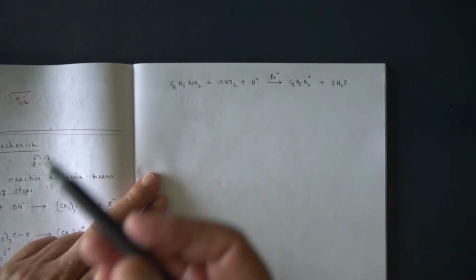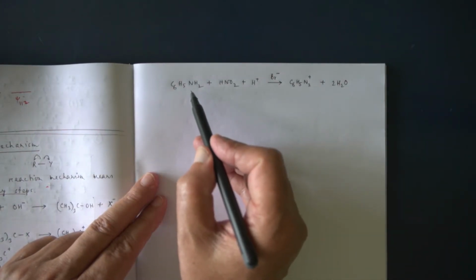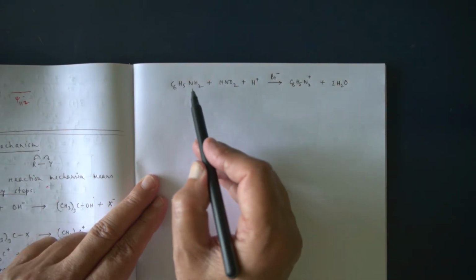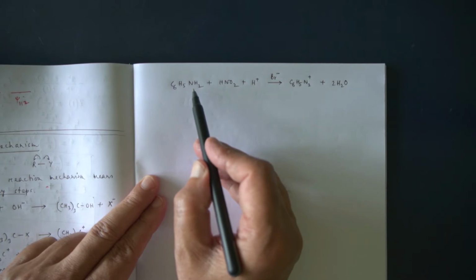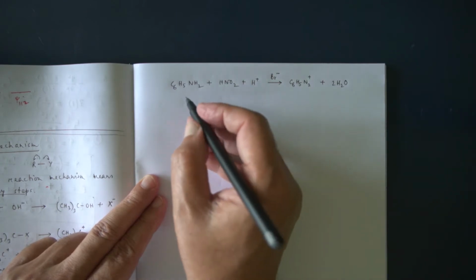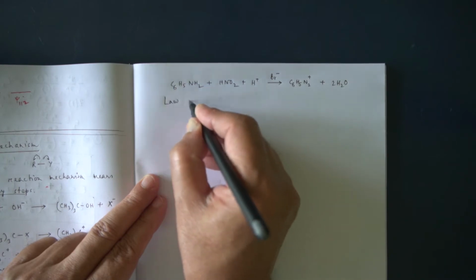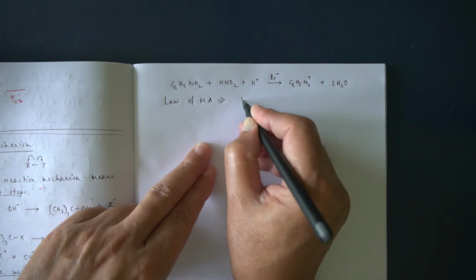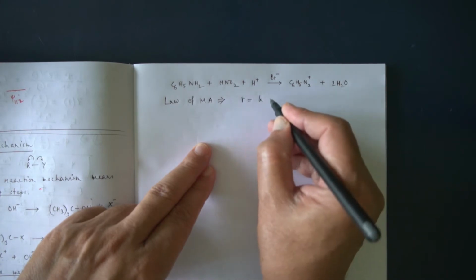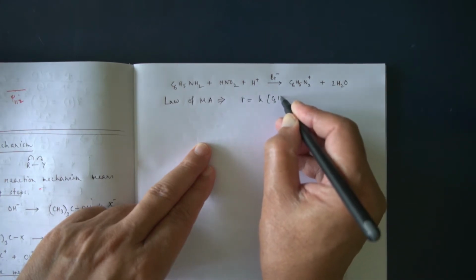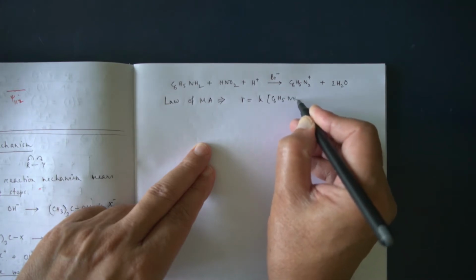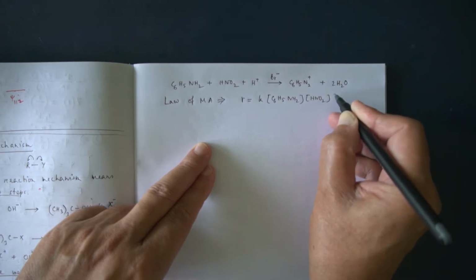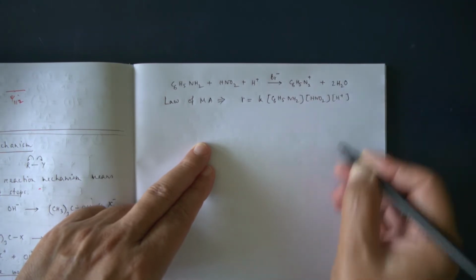Now if you apply the law of mass action, do you remember the law of mass action? If you apply it, what should be the rate law? According to the law of mass action, R should be equal to K into the concentration of C6H5NH2, HNO2, H plus. It should be this.